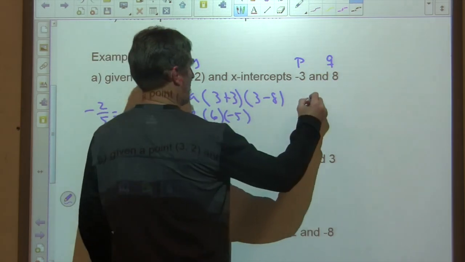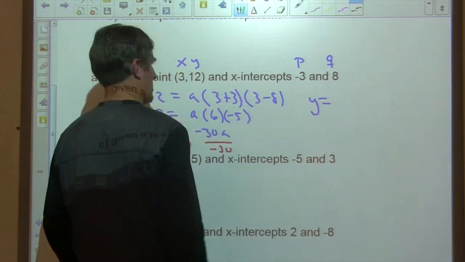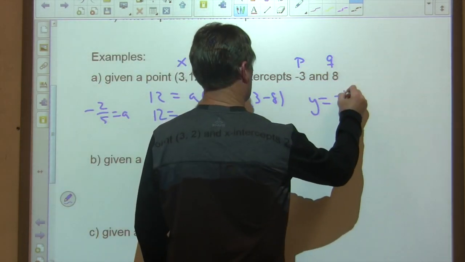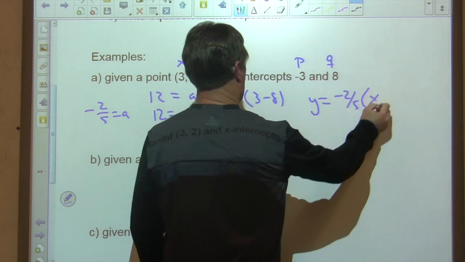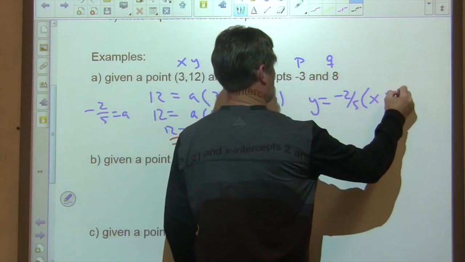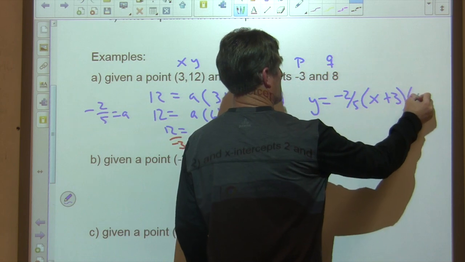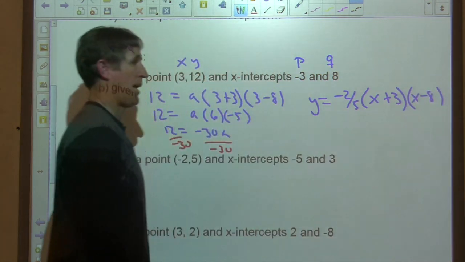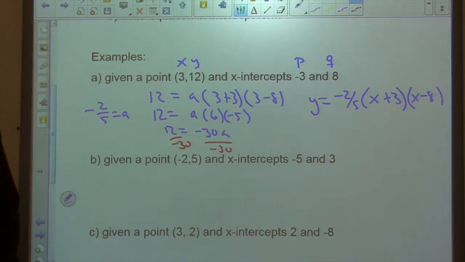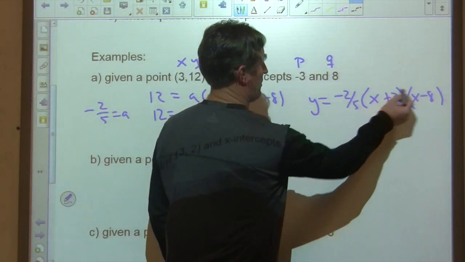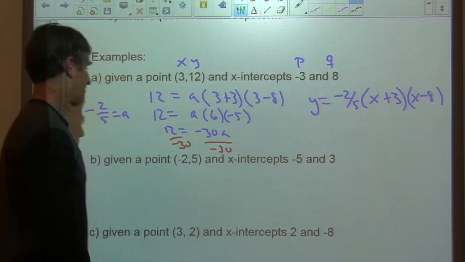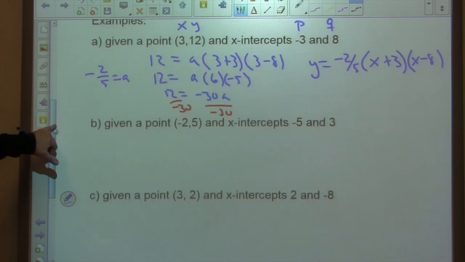And now we can write our equation. y equals our a, which is negative 2/5. And then x minus a negative 3 becomes plus 3. And x minus 8. And we have our quadratic. Remember, you're going to get your quadratics of x squared, but when we FOIL that, we would get x squared. So let's try another one.